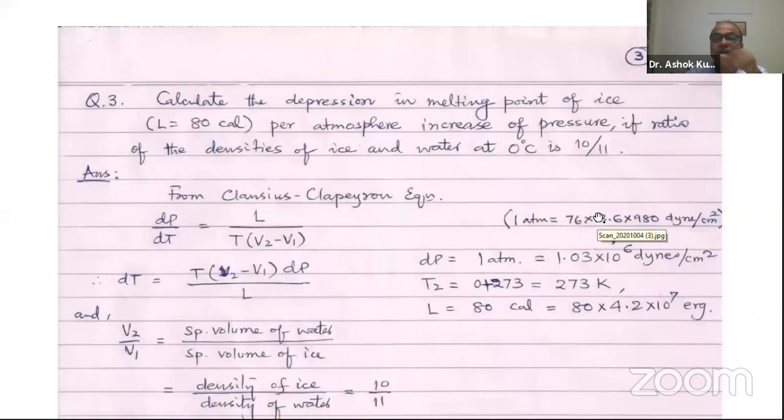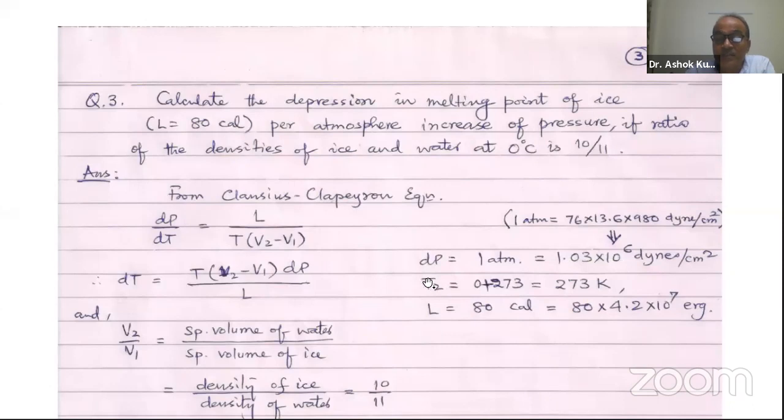Now, we know from the Clausius-Clapeyron equation that when pressure is increased, the melting point decreases. And when pressure is increased, the boiling point increases. The lower part further lowers and the upper part goes further up. That is the effect of pressure. So from the Clausius-Clapeyron equation, dP upon dT is equal to L upon T (V2 minus V1). And here we have 1 atmosphere.